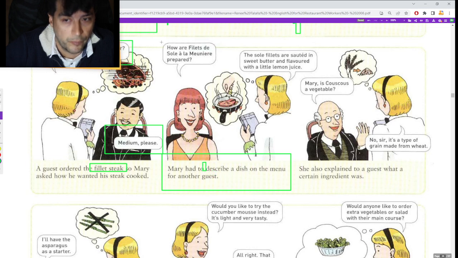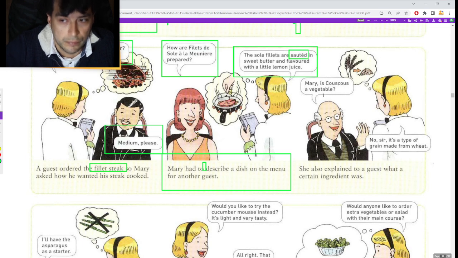How are the filet de sole à la meunière prepared? The sole fillets are sautéed in sweet butter and flavoured with a little lemon juice. She also explained to a guest what a certain ingredient was. Mary, is couscous a vegetable? No, sir. It's a type of grain made from wheat.